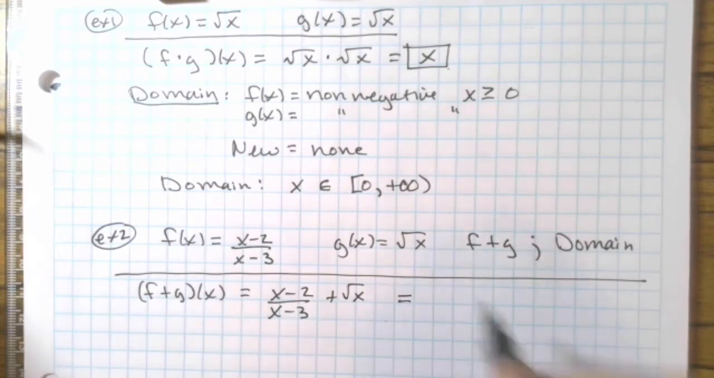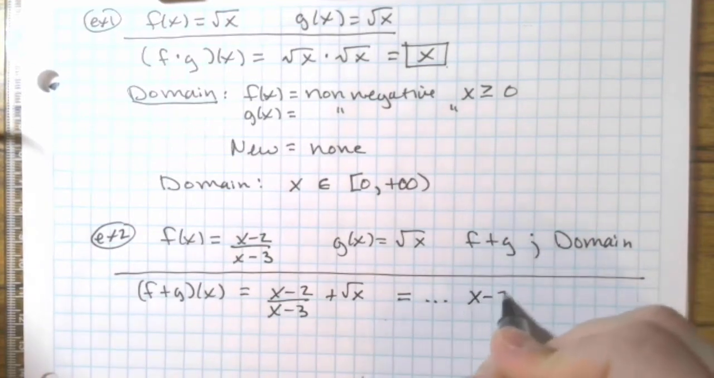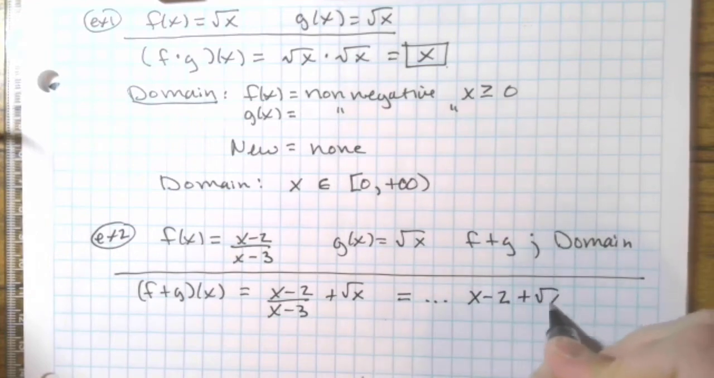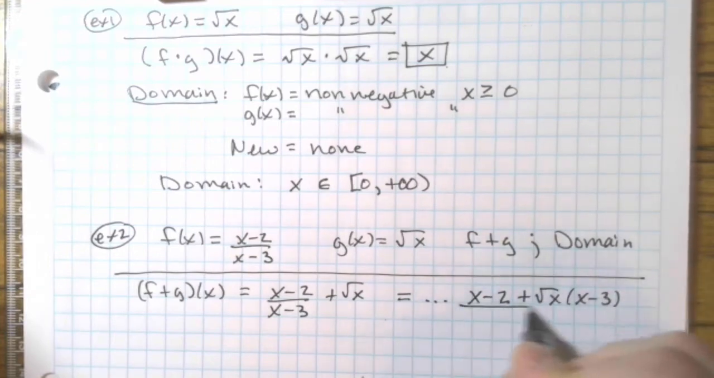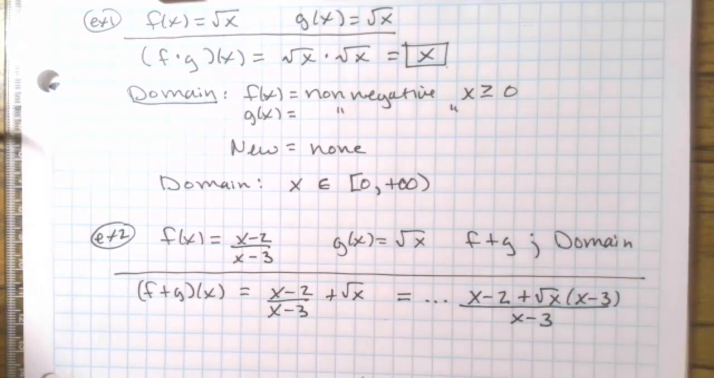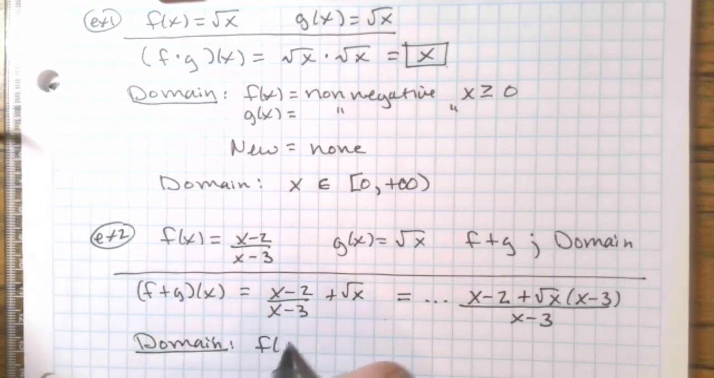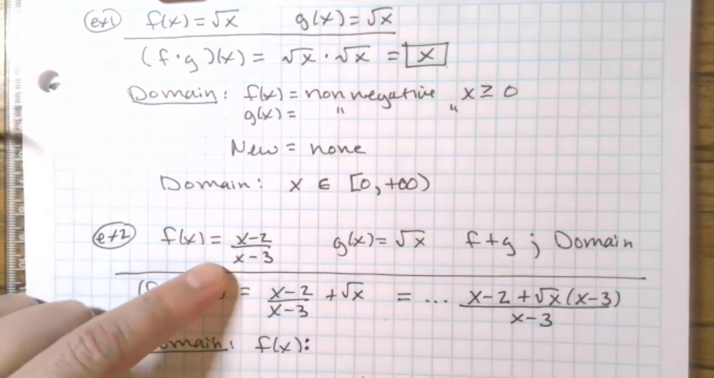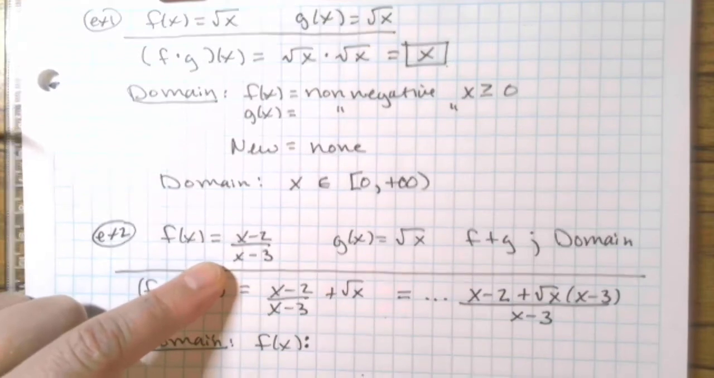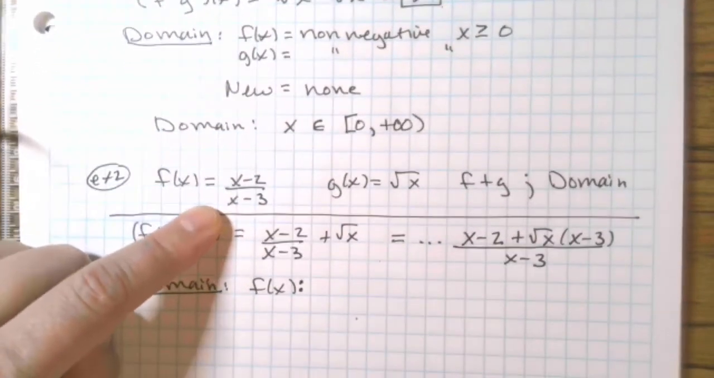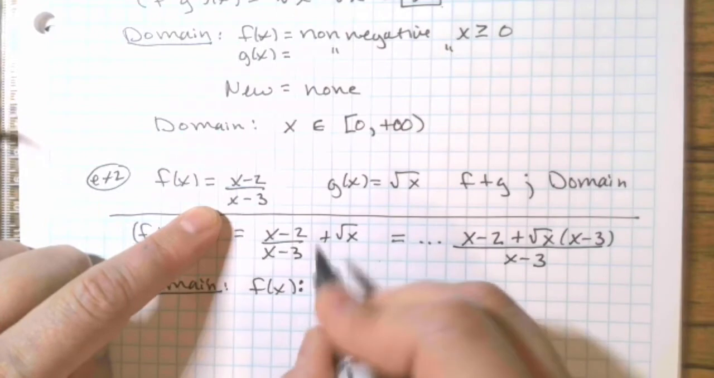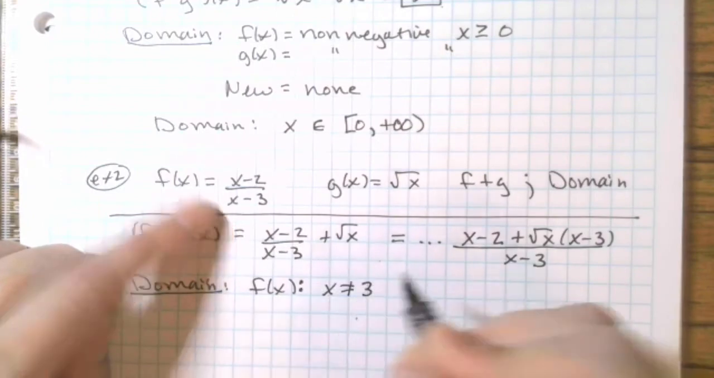Basically, you get a common denominator, dot, dot, dot. You end up with x minus 2 plus radical x times x minus 3 all over x minus 3. All right, let's do the domain. Okay, we're going to start with f of x. You can't divide by a 0, so any x that creates a 0 is not allowed. So if x is 3, it creates a problem. So x cannot be 3.